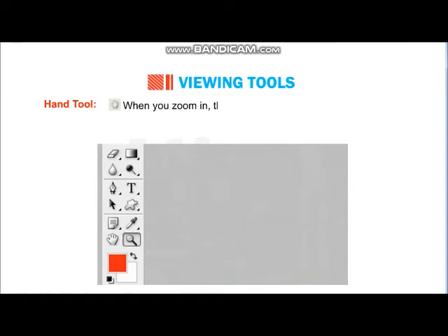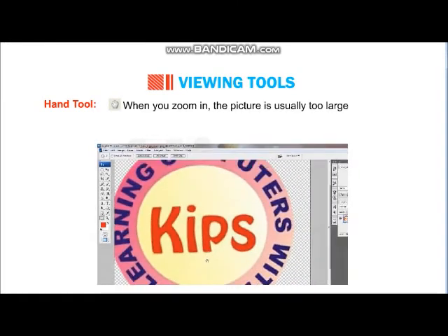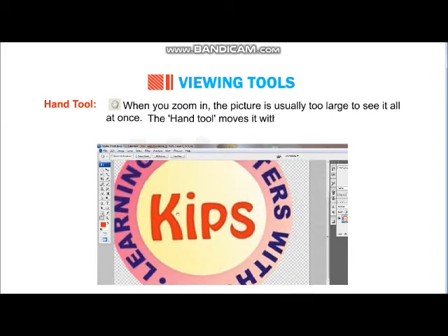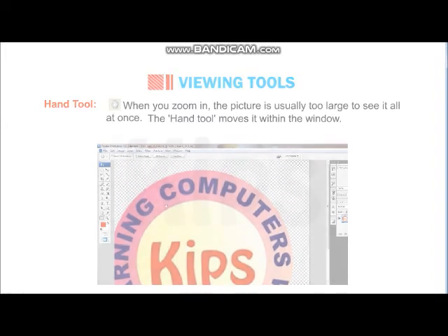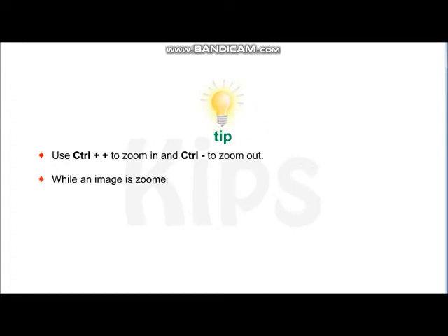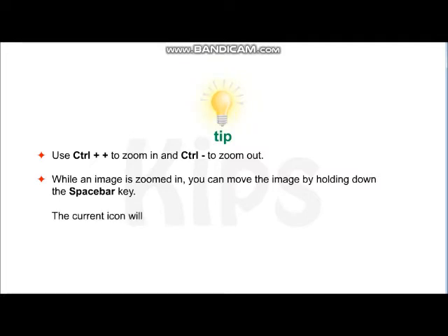When you zoom in, the picture is usually too large to see it all at once. The hand tool moves it within the window. Now let me give a few tips. Use Ctrl++ to zoom in and Ctrl+- to zoom out. While an image is zoomed in, you can move the image by holding down the spacebar key. The current icon will change to hand tool till the spacebar key remains pressed.